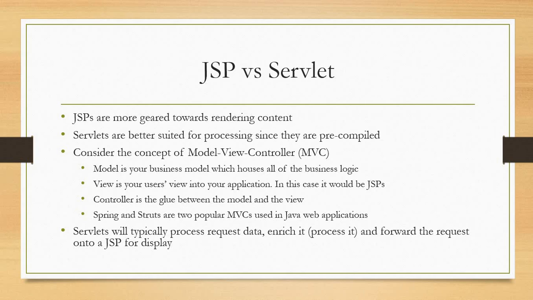Java server pages are geared more towards rendering content. The servlet processes them, figures out how they should look. Consider last week's MVC. The model is your business model, which houses all of the business logic. The view is your user's view into your application, which we're covering with Java server pages. And the controller is the glue between the model and the view. In this instance, Spring and Struts are two popular applications used in Java web.